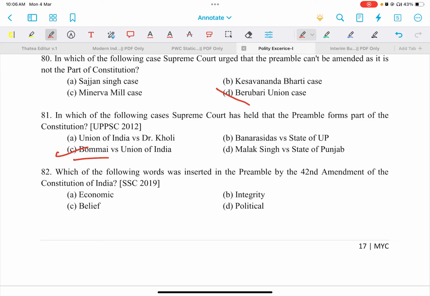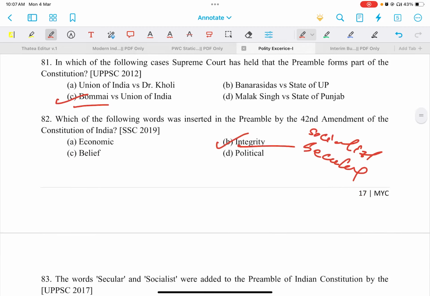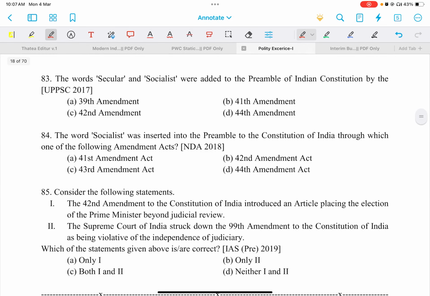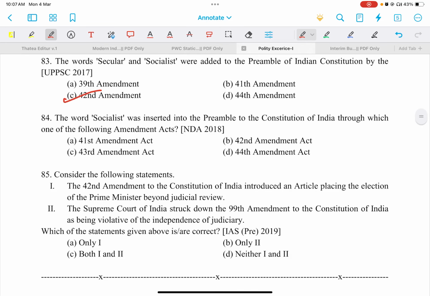Which of the following words was inserted in the preamble by the 42nd Amendment? Socialist, secular, and integrity. Yes, B is the right answer. Question number 83. The words secular and socialist were added to the preamble of the Indian Constitution by the 42nd Constitutional Amendment Act.